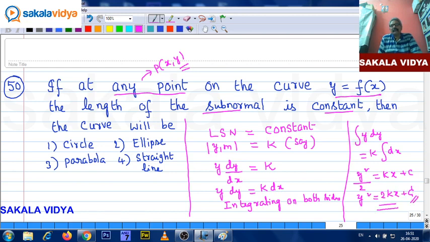It seems to be a parabola, equation of the parabola. That is all. So, third option.